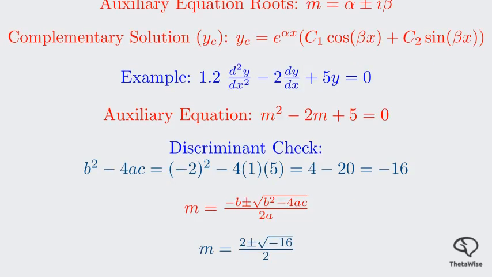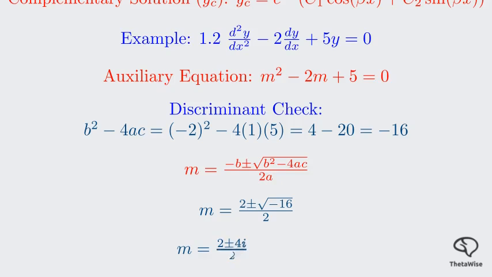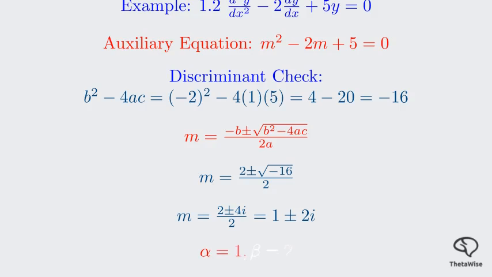m equals negative b plus or minus the square root of b squared minus 4ac, all divided by 2a. Plugging in our values gives m equals 2 plus or minus the square root of -16, all over 2. The square root of -16 is 4i, so m equals (2 plus or minus 4i)/2, which simplifies to m equals 1 plus or minus 2i. Now we identify our alpha and beta. The real part, alpha, is 1 and the imaginary part, beta, is 2. Notice we use the positive value for beta.